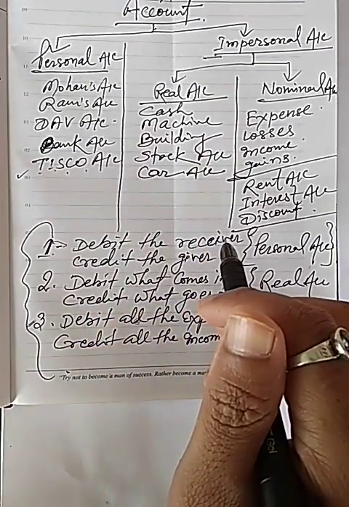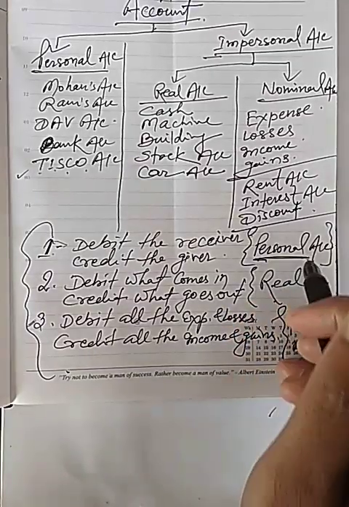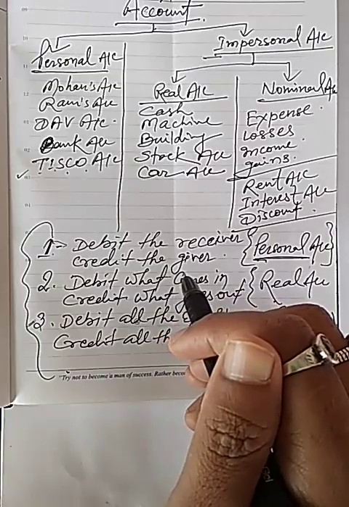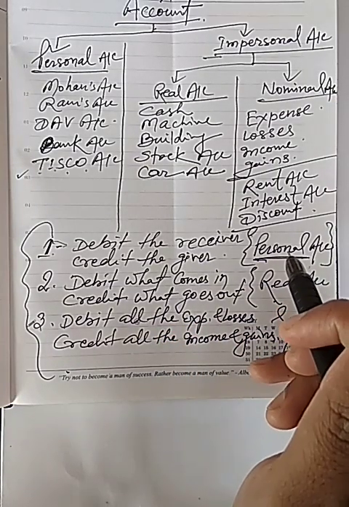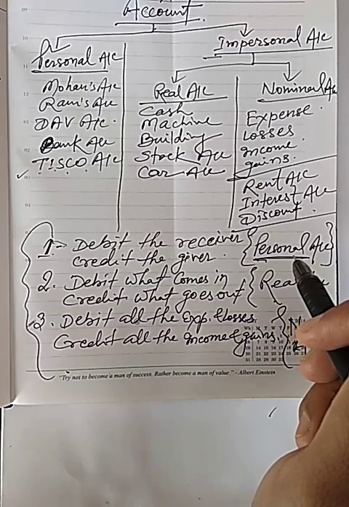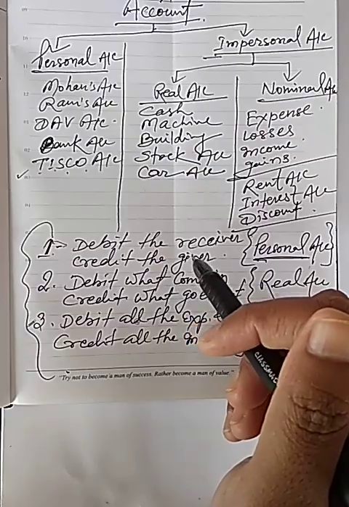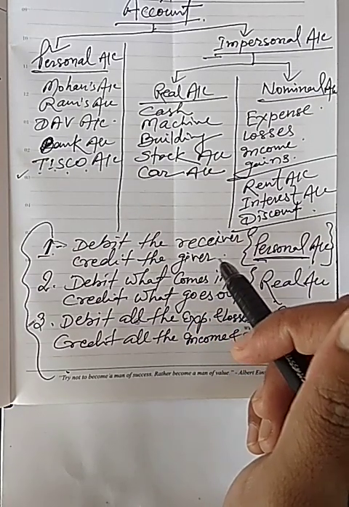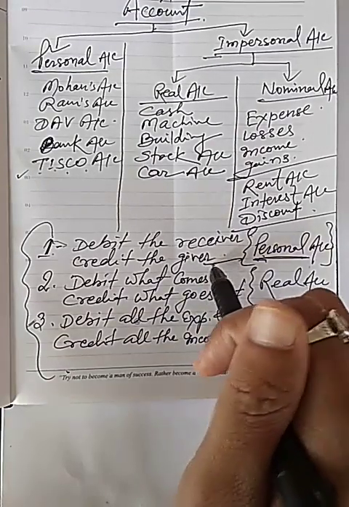Debit the receiver and credit the giver. This is related to personal account because the receiver and giver will be some person or any form. It cannot be a machine, receiver and giver. So this is related to personal account.